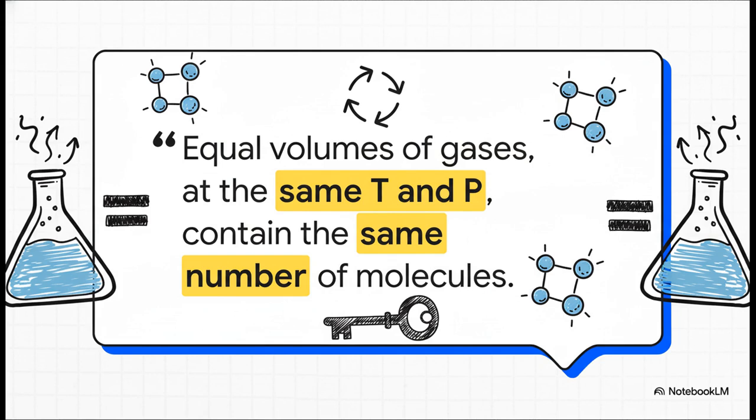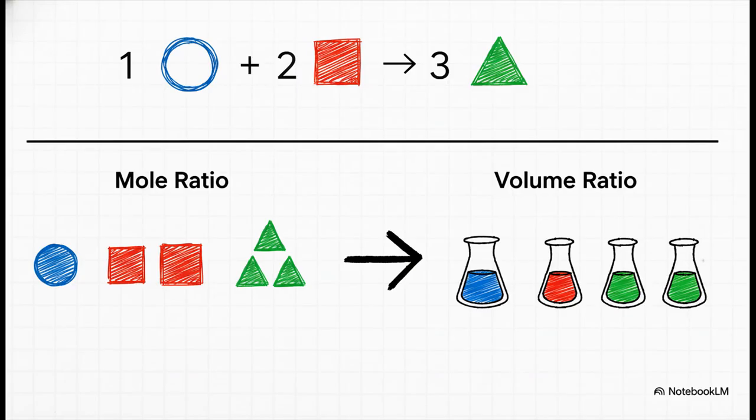This law is huge. Think about what it's saying. If the temperature and pressure are the same, the volume of a gas is a direct stand-in for the number of moles. This gives us a massive, massive shortcut when we're dealing with reactions that involve only gases. So what does that mean in practice?